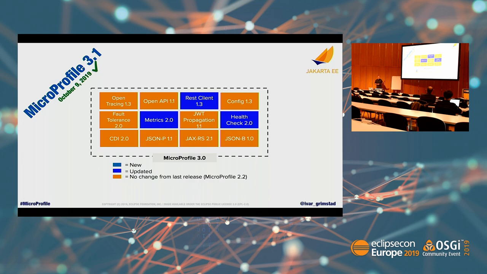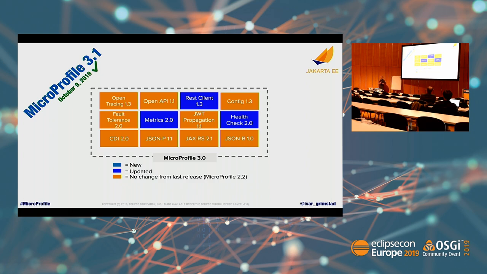It has support for fault tolerance, so you can create circuit breakers and fallbacks, so you can create applications that aren't affected if some of the services go down. It has support for metrics, so you can produce standard metrics used, for example, by Prometheus to monitor applications.